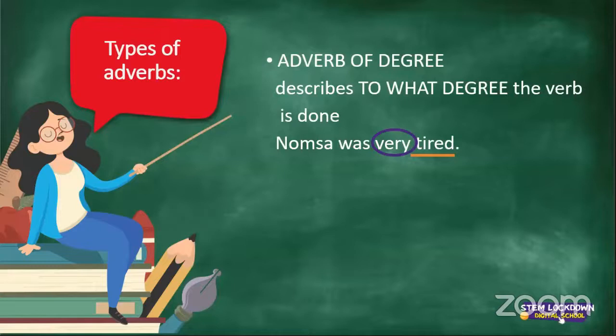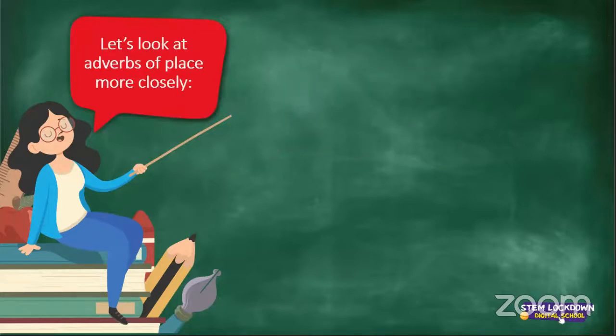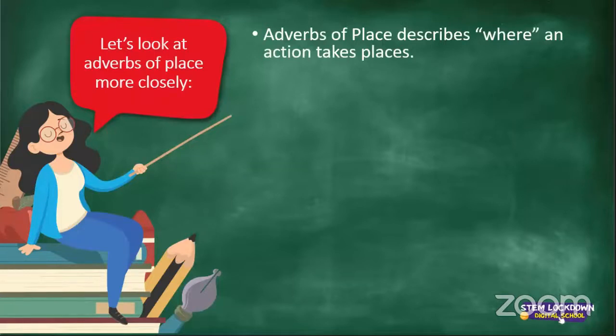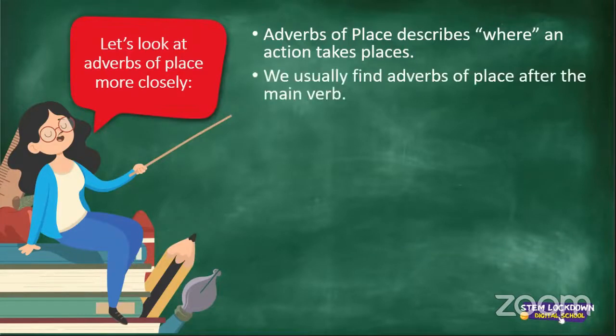Okay, we are going to look at adverbs of place more closely. Remember, we already looked at this. We'll just look at it a little bit more. Adverbs of place describe where an action takes place. You usually find adverbs of place after the main verb. Sorry, I'm also reading what you guys are saying here in the chat box. We are going to look at some sentences and then I'll show you what I mean with the adverb of place after the main verb.